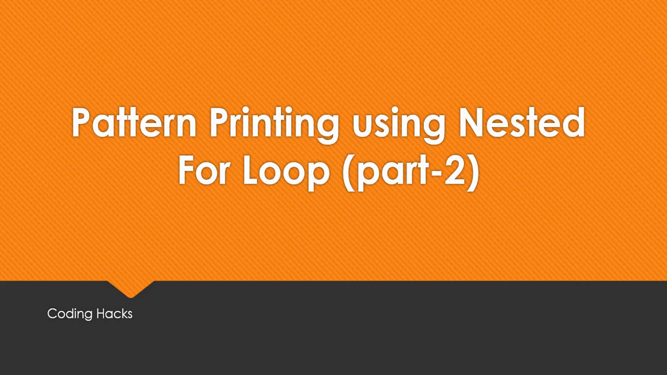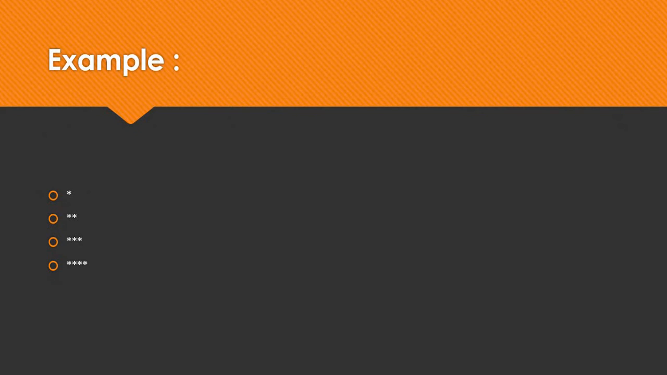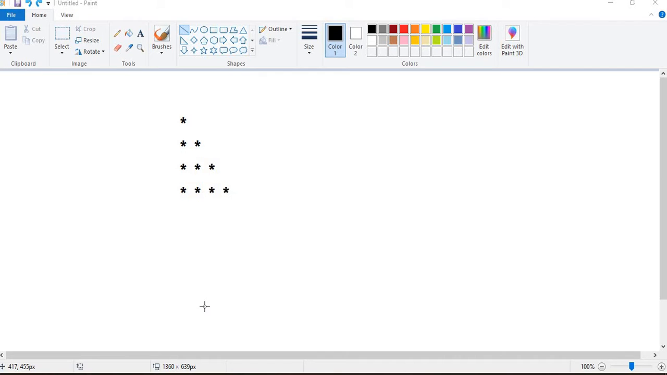This is part 2 of pattern printing using nested for loops. So we have a test statement or test program. We have to print this type of pattern using nested for loops. So let's have a look.